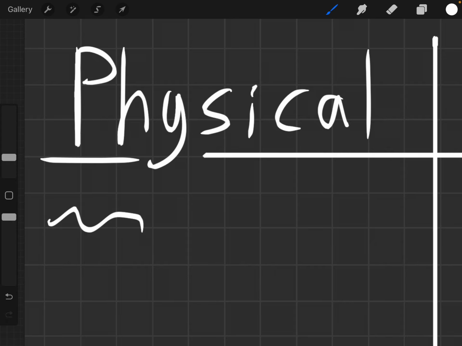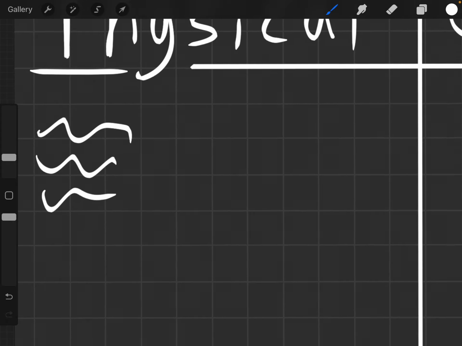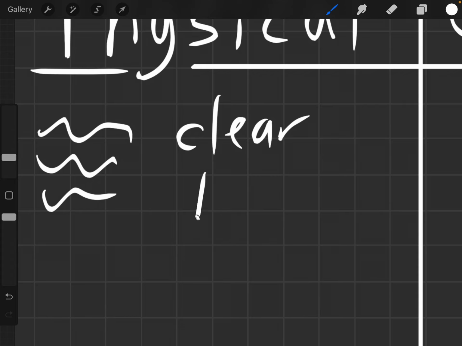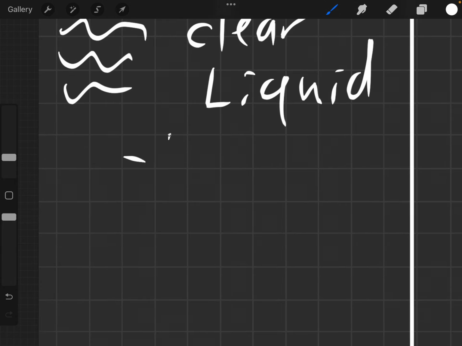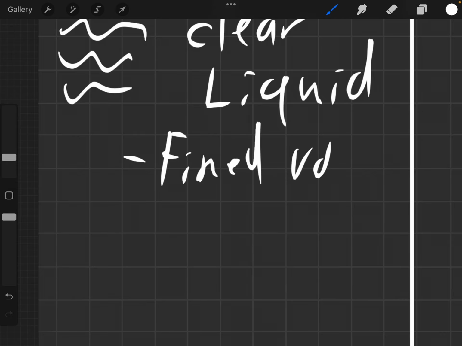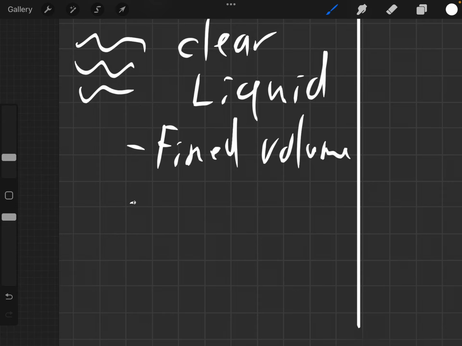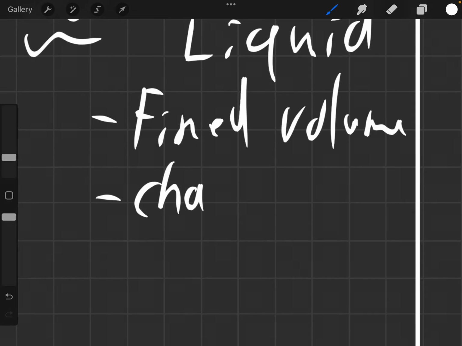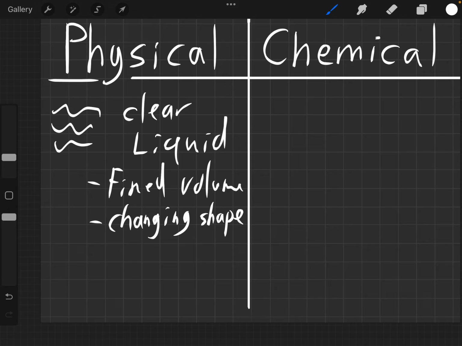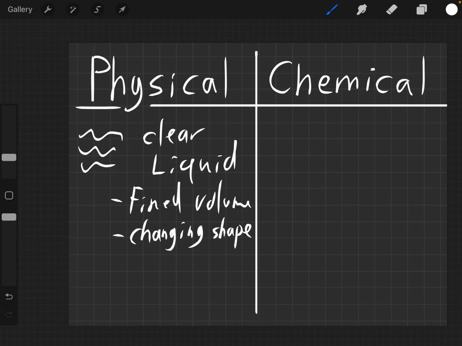Take, for example, something like water, right? If you have water, what are the physical properties of water? It's clear, it's a liquid, and because it's a liquid, that means it's going to have a fixed volume, like we mentioned before. And it's going to have a changing shape. Right, those are the physical properties of water.